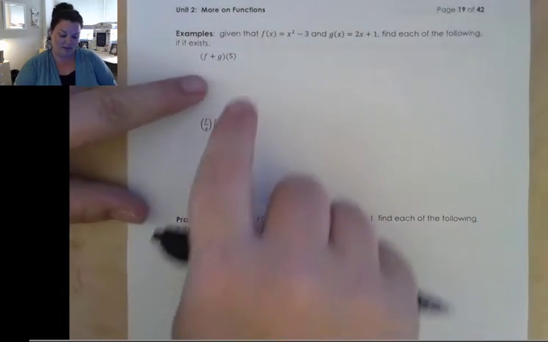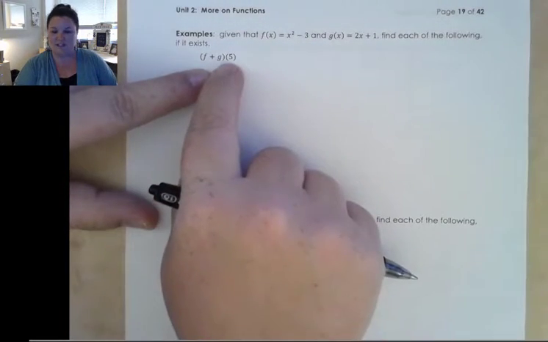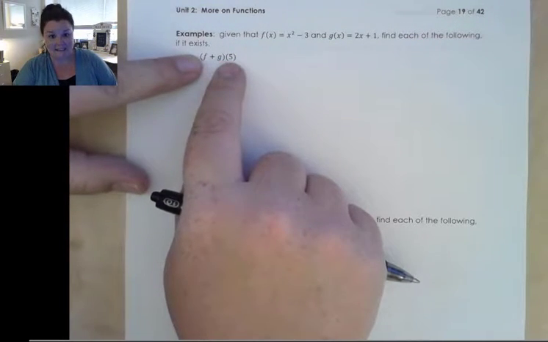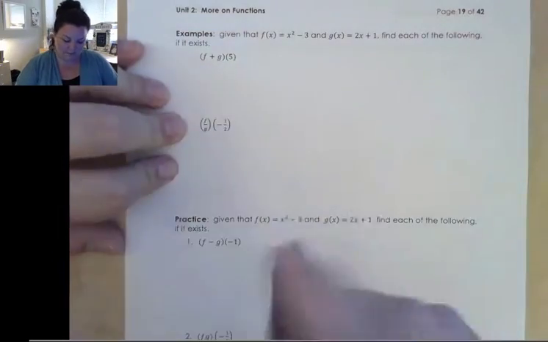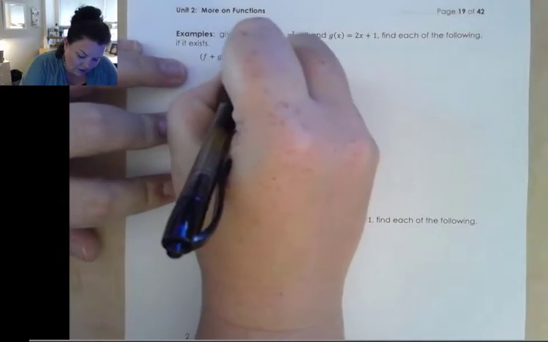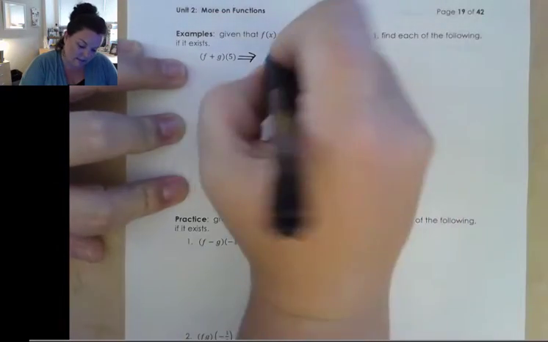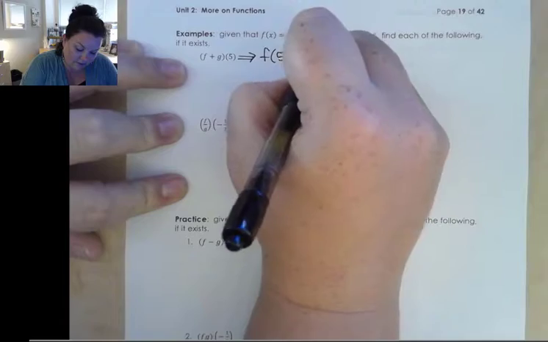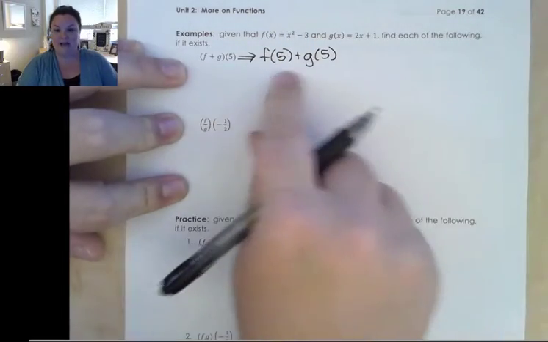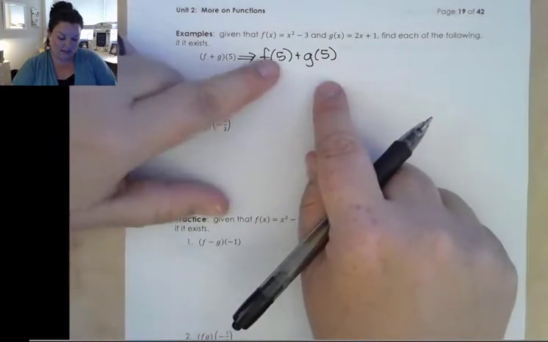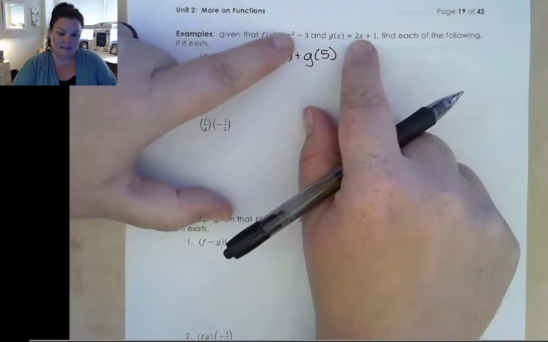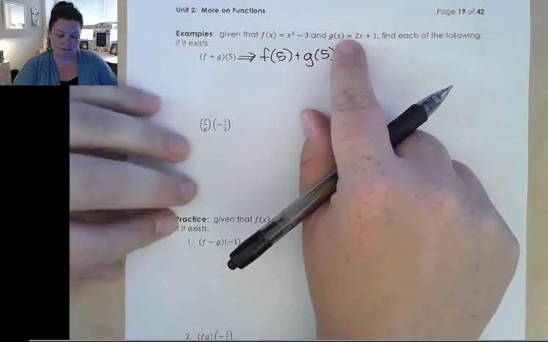But if they give you the two functions and they just say find the functions evaluated at a value, like at 5, and they're not actually asking for f plus g of x, then there's an easier way to do this. Because f plus g evaluated at 5 just says we want to find f of 5 and g of 5, and then add those two things together. These are values that we can simplify just by plugging in the 5's into their respective functions.